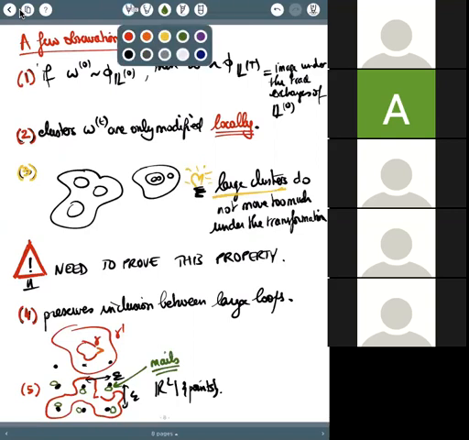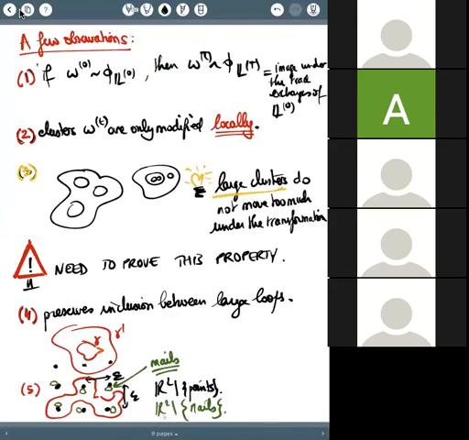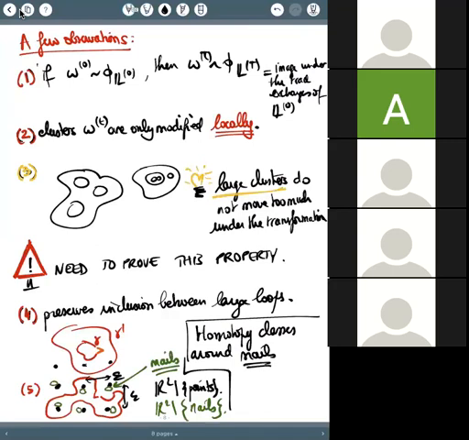Then the loops, the red loops, the homotopy classes of these loops around the R2 minus the nails, this is preserved by the transformation. So this fifth point could be summarized as follows. The homotopy classes around nails, so nails being these small clusters nearby the points, are preserved.